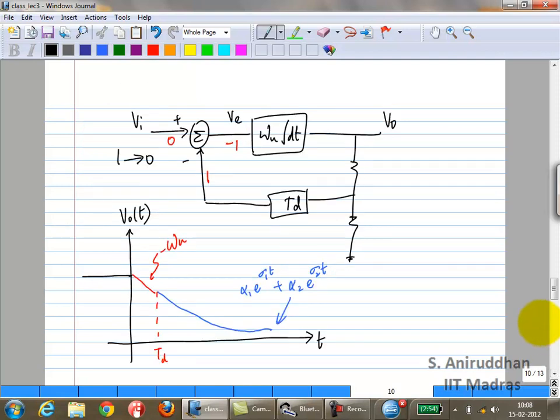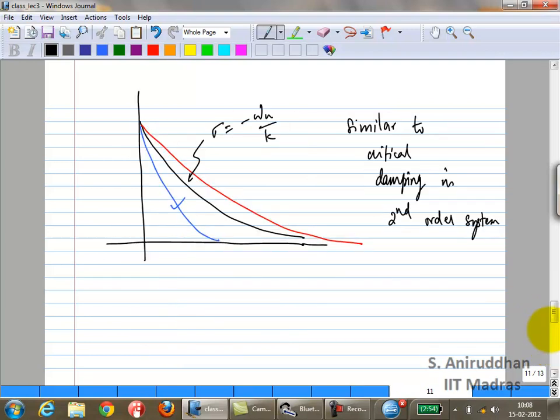I told you to check that in a more general case, sigma 1 and sigma 2 will be larger than minus 1, as in larger in magnitude, more negative than minus 1. So they will settle down faster. We are going to do that, so that will probably be part of homework number 2.